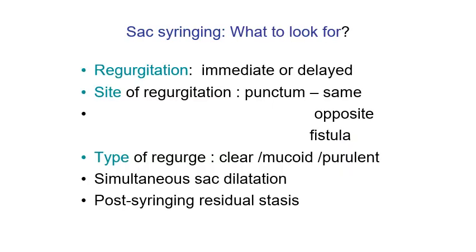So when you are doing a sac syringing, what are you looking for? Just as I told, regurgitation immediate or delayed, site of regurgitation: same punctum, opposite punctum or external fistula. Then you are looking for the type of regurgitation: clear, mucoid or turbid. Is there a sac dilatation, and after the syringing whether there is any residue inside the sac. So the homework has to be completed.